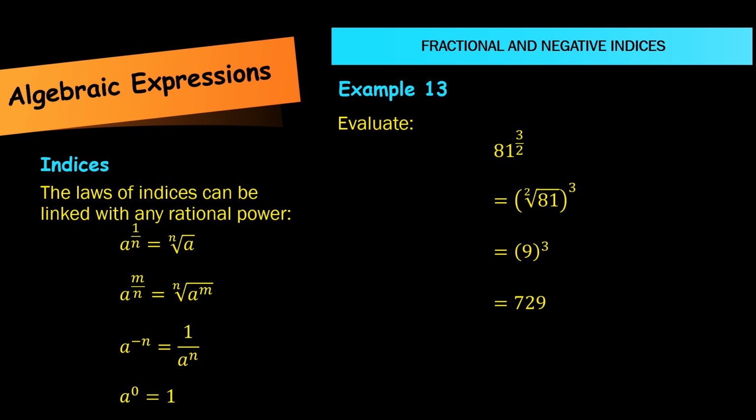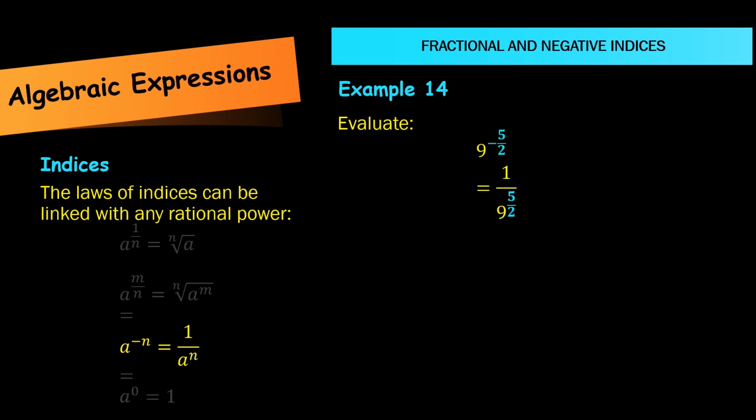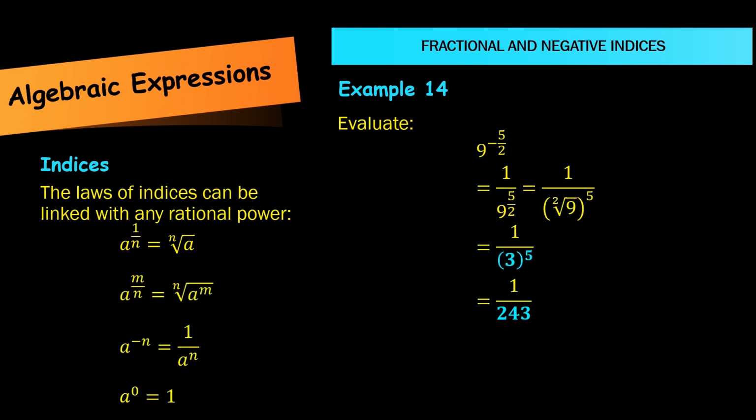And now 9 to the power minus 5/2. So let's do this in parts and break it down. This is equivalent to 1 over 9 to the power 5/2. We've simply removed the minus sign and put the 9 to the 5/2 in the denominator. This is the square root of 9, all raised to the 5. So the square root of 9 is 3, and 3 to the power 5 is 243. So overall, 9 to the power minus 5/2 is 1 over 243.